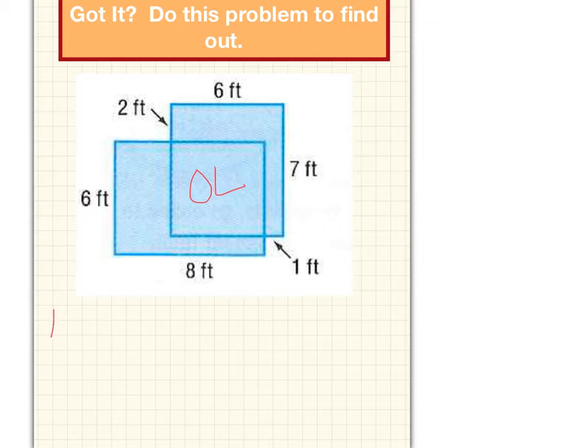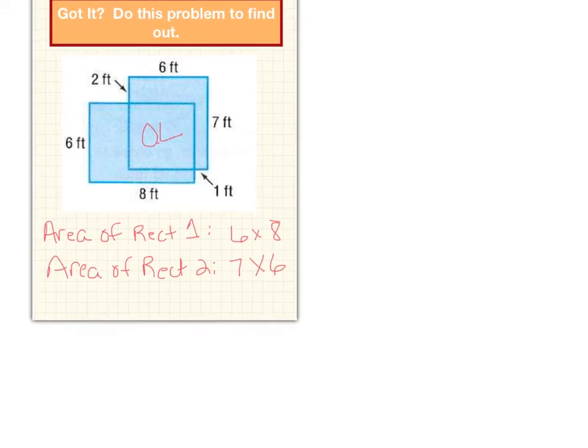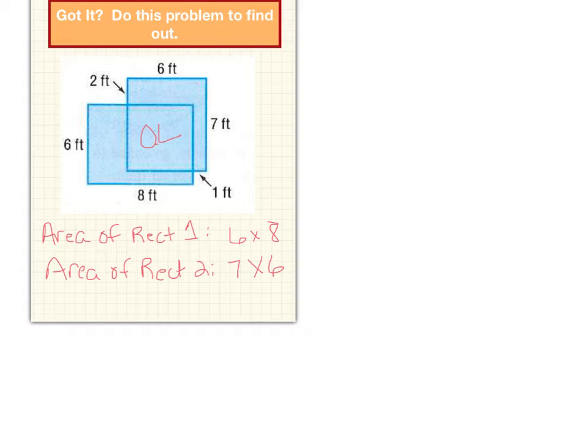Do the area of rectangle 1 first, which would be 6 times 8, and then the area of rectangle 2, which should be 7 times 6, and then you're going to want to figure out what the overlapping area is and subtract that. I'm going to let you figure out the rest. Press pause, figure it out, and then come back and check your answer.